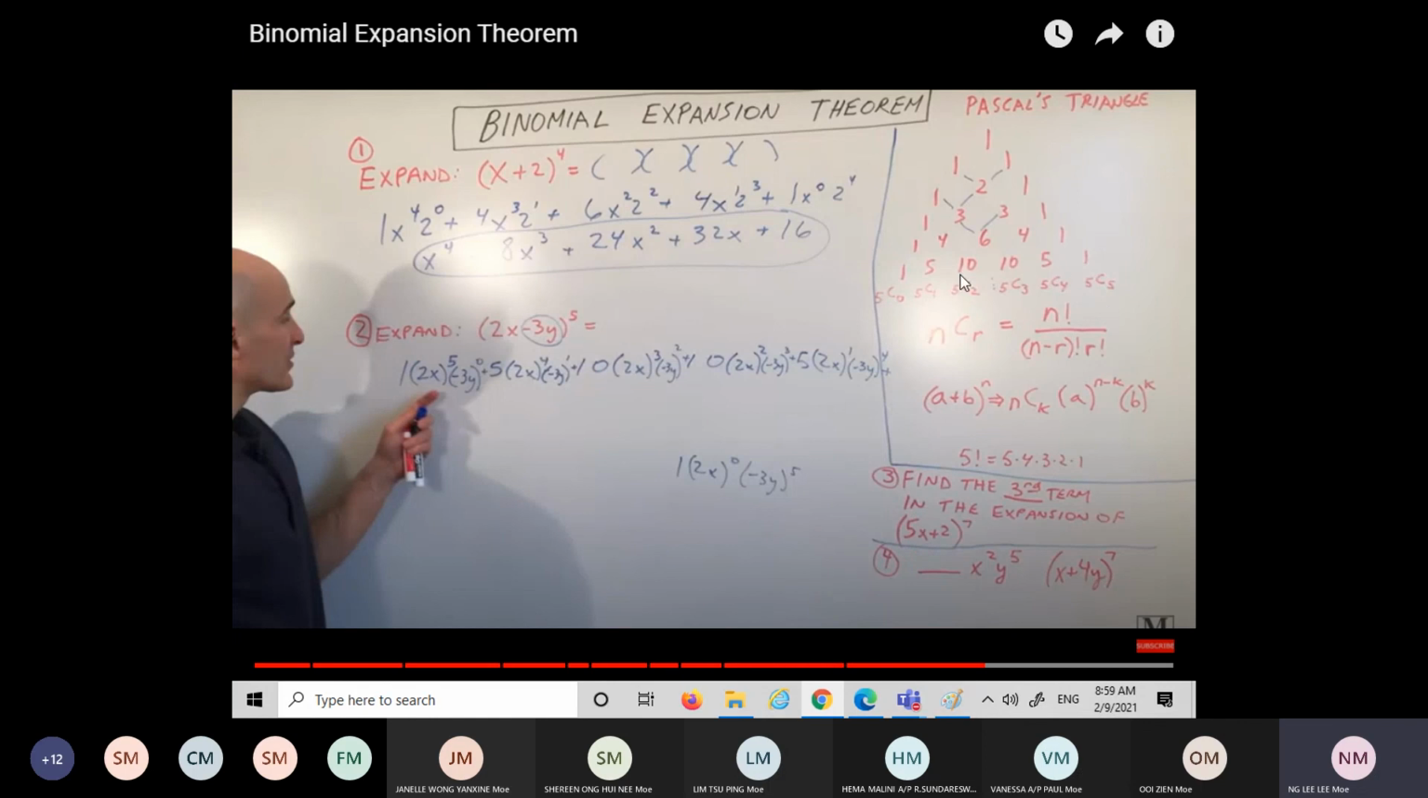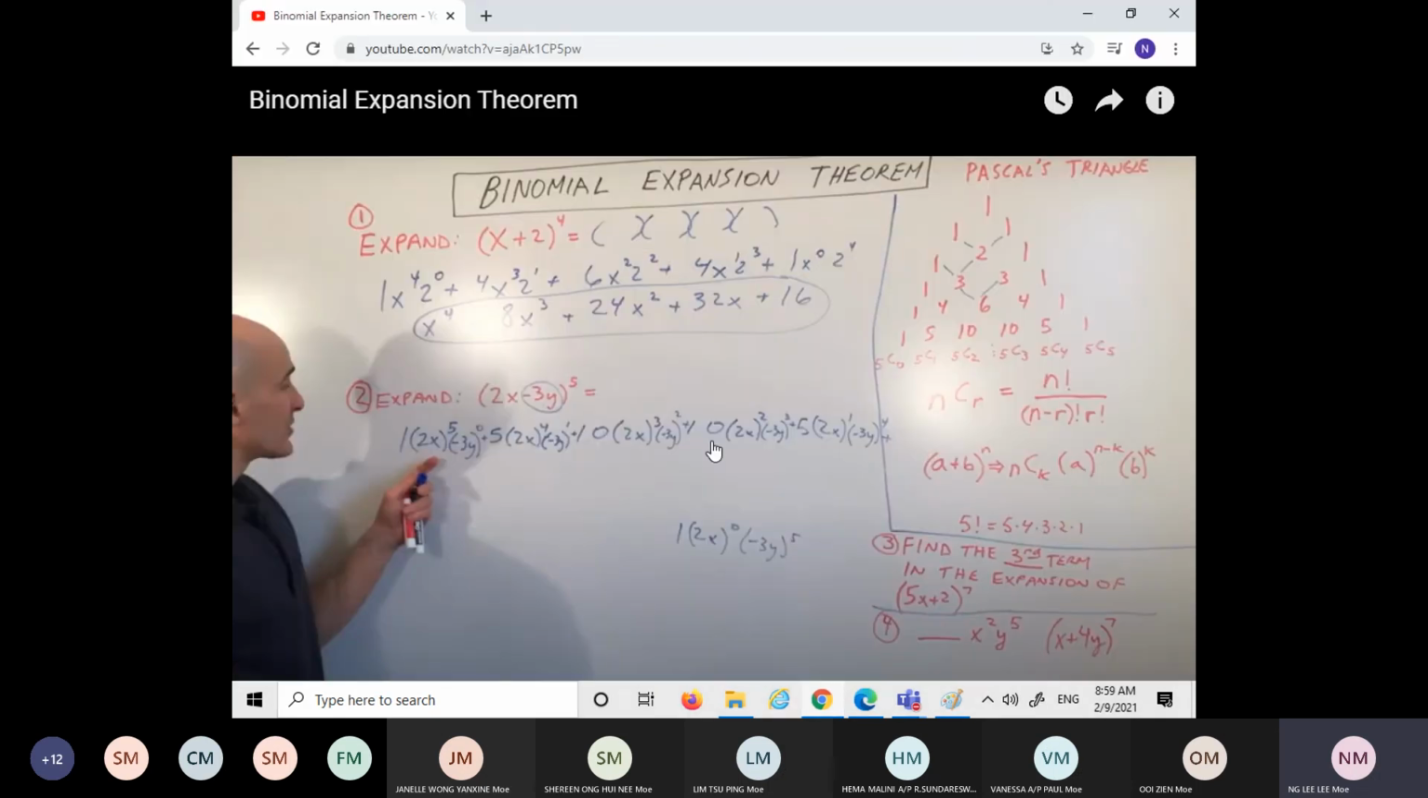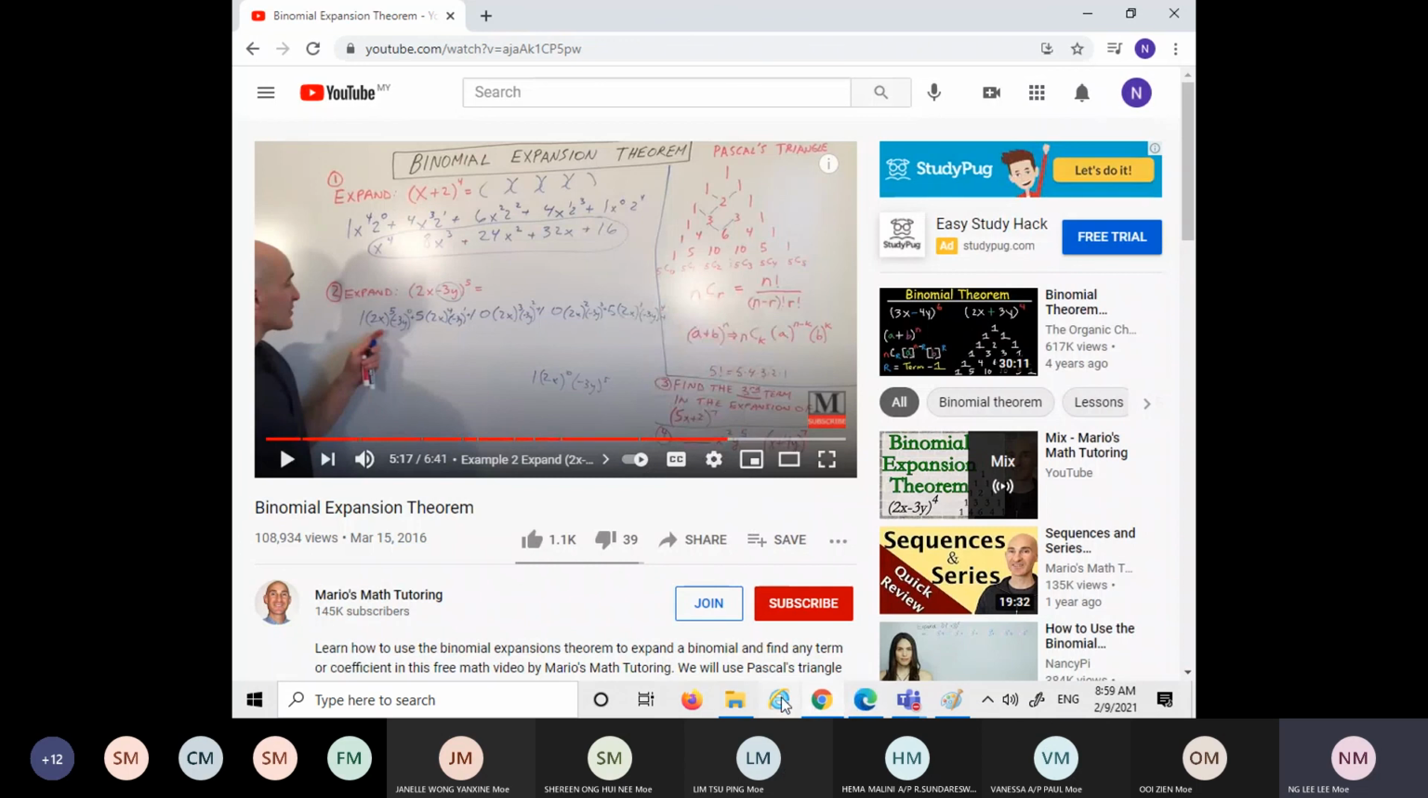You see the 5C0, 5C1, all this. You don't need to care about it now, but very soon you're going to learn this in the next few chapters, on probability. So you see how you make use of the Pascal triangle in this expansion. It's very useful. You may try the questions inside the textbook.